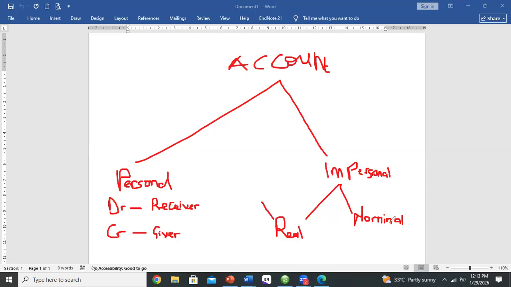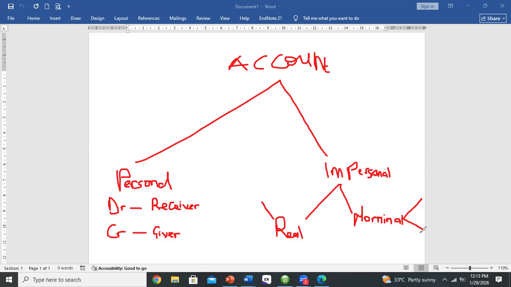And then the nominal is a bit weird, but don't worry, I'll make it simple. For the nominal, we say you debit expenses and losses. So write that under the nominal. You debit expenses and losses, and then you credit income, gains, or revenue.